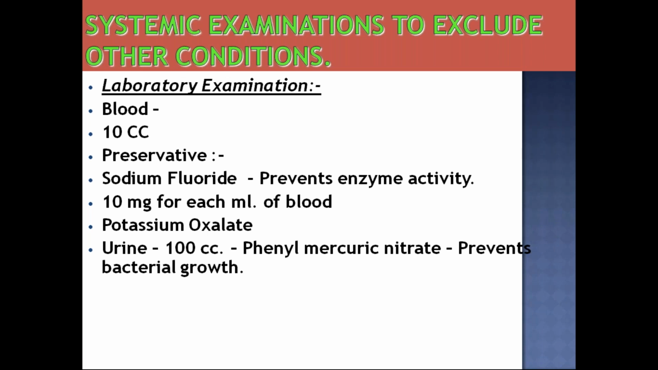So in order to prevent the escape or degradation of alcohol, we use the preservatives sodium fluoride and potassium oxalate. We can also collect a urine sample, about 100 ml, and the preservative used is phenyl mercuric nitrate, which is used to prevent bacterial growth in urine. So in blood, we use sodium fluoride and potassium oxalate. In urine, we use phenyl mercuric nitrate.